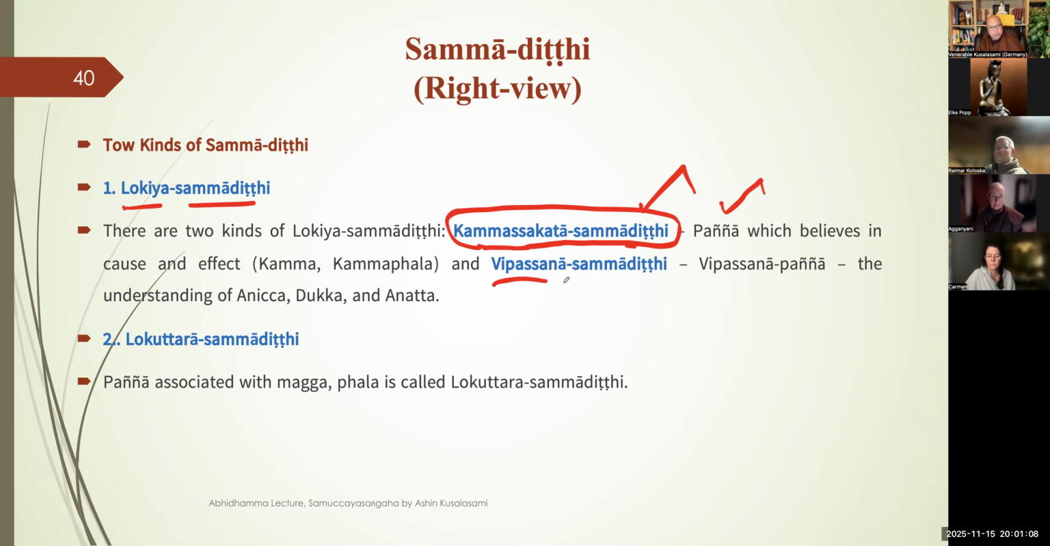And next, very advanced, is Vipassana Samma ditthi. Yeah. Vipassana Panya, the understanding of anicca, dukkha, and anatta. And that is Lokiya, still Lokiya Samma ditthi. And Lokuttara Samma ditthi is the Panya associated with Magga and Phala. It's called Lokuttara Samma ditthi. So, as long as we don't reach at least the Sotapatti Magga, Lokuttara Samma ditthi is not established. Yeah, so only after attainment of at least Sotapatti Magga is Lokuttara Samma ditthi established.